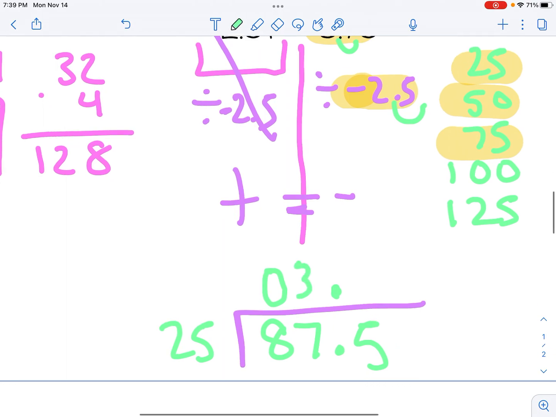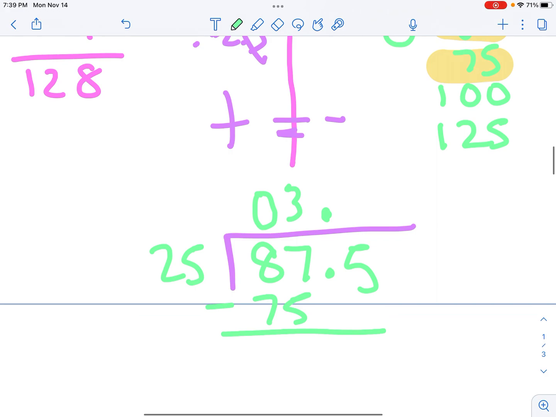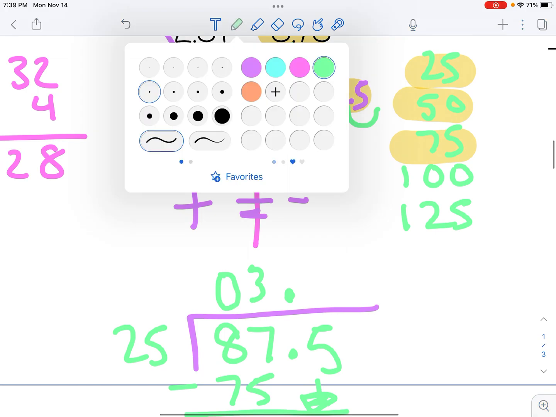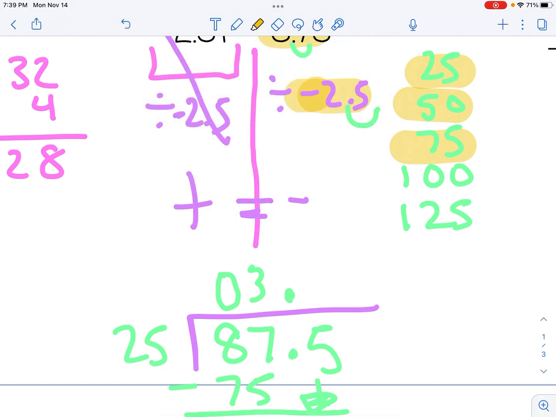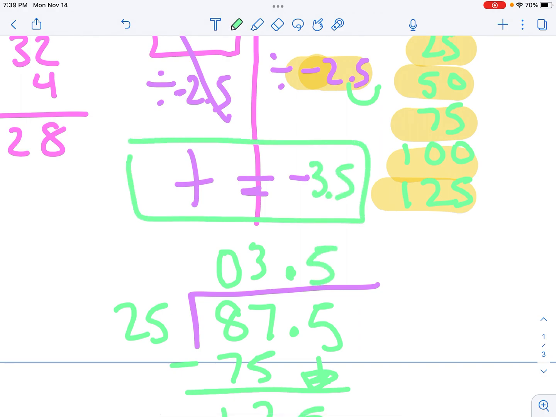So 3 goes up, and we're going to subtract 75. 7 minus 5 is 2. 8 minus 7 is 1. 25 cannot fit into 12, so I'm going to bring down my 5. And 25 can fit into 125 5 times. So my final answer would be negative 3.5.